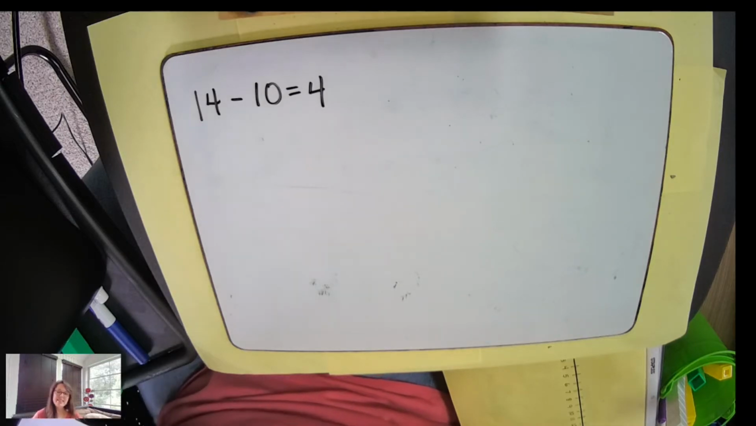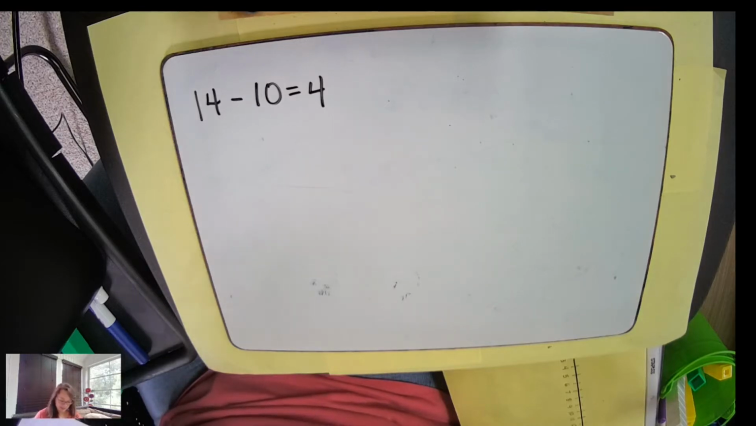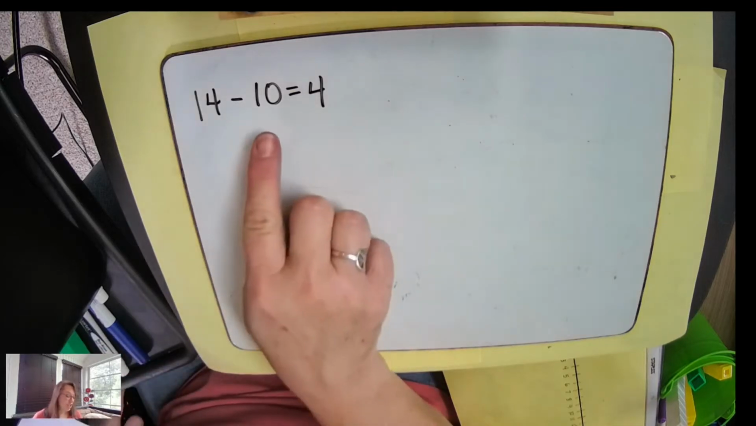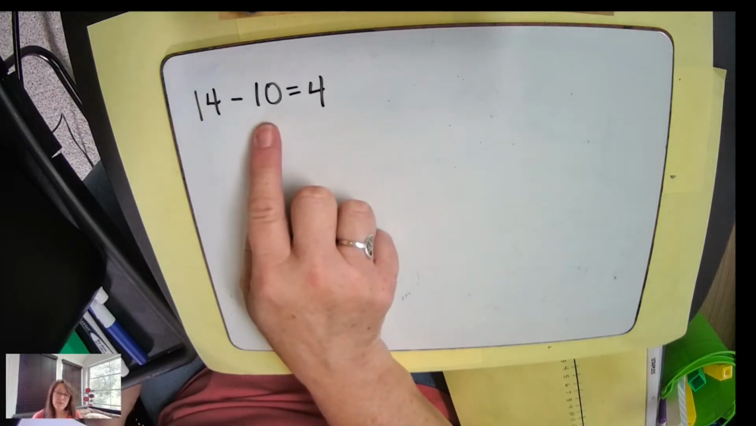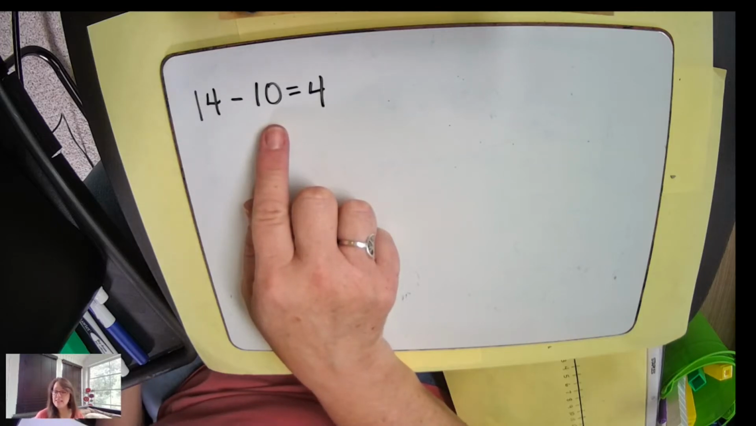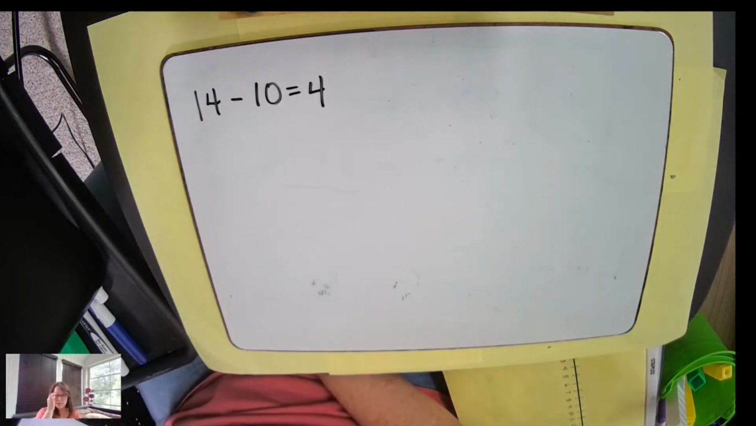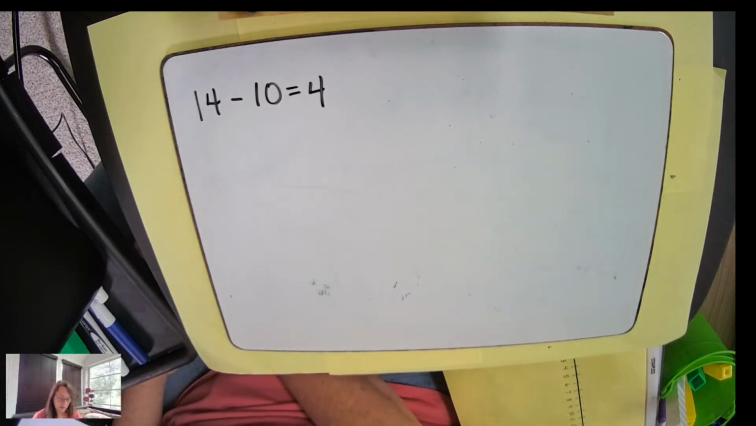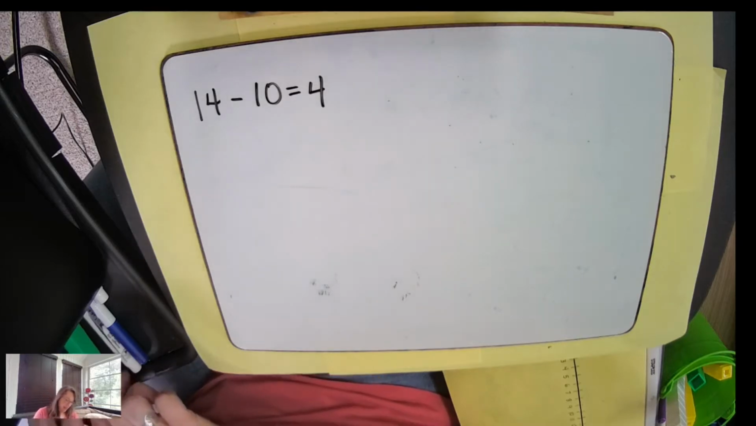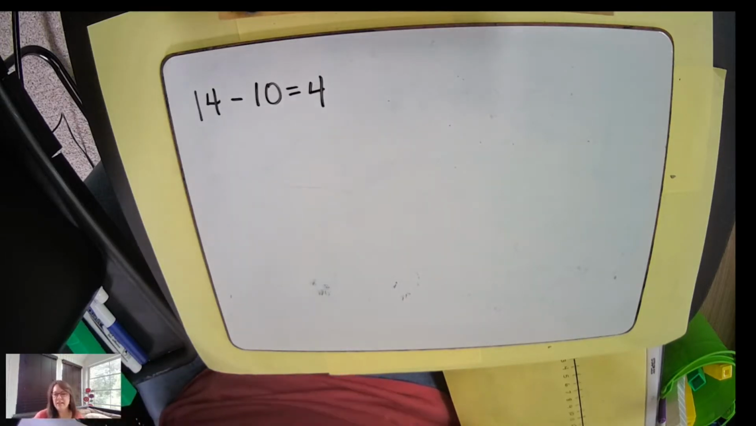Nikki, tell us how you solved this problem. Okay, Nikki says that she likes having one of the numbers in the problem be a friendly number. The number 10 is one that we would consider a friendly number. Tell us more. Okay, Nikki said that she just thought about it this way.